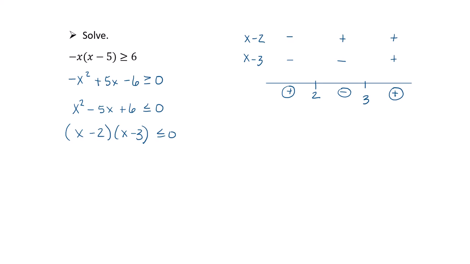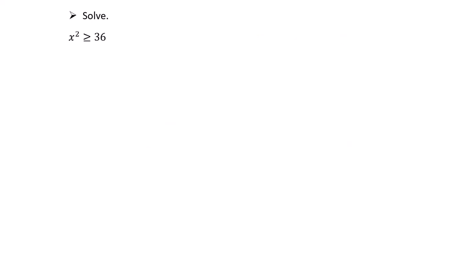And what kind of intervals do I want? I want intervals that are less than, equal to 0. That would mean this interval. And because I'm including critical values that cause that to be equal to 0, I will include the endpoints of 2 and 3. So my solution set is 2 to 3, including both of those boundary points.